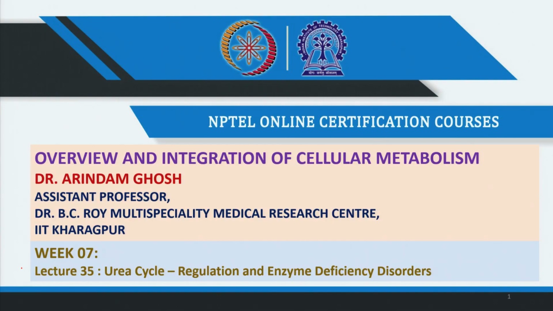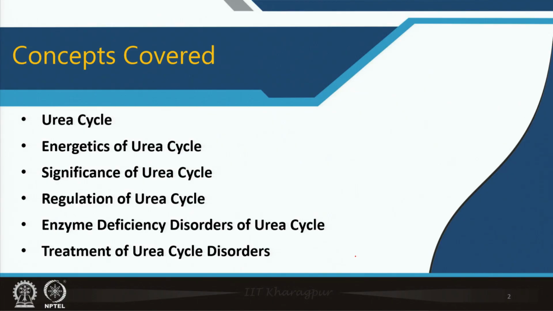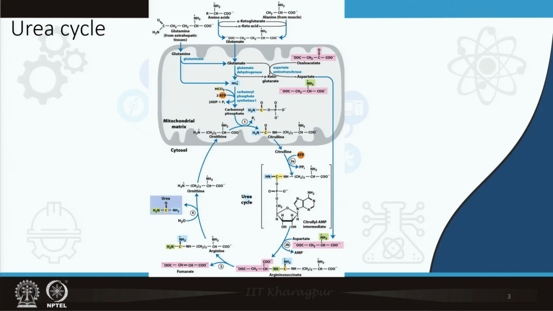We are continuing with our lecture series on overview and integration of cellular metabolism, and today's topic is the second part, the continuation of last class, that is the urea cycle. Here we will be discussing the regulation of the urea cycle, and we will also be learning the enzyme deficiency disorders. The first few concepts were already covered in the last class. Today we will deal with the regulation of the urea cycle, the various enzyme deficiency disorders, how to diagnose them and how to treat urea cycle deficiency disorders. All right.